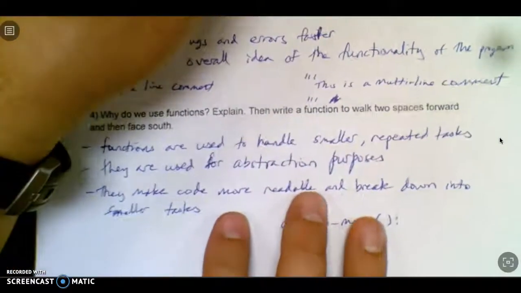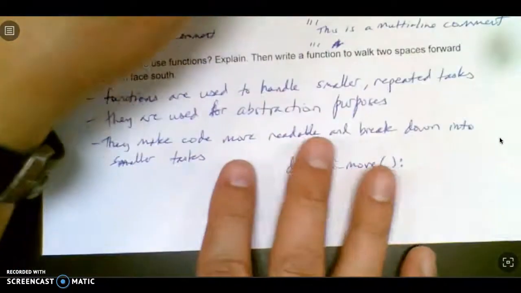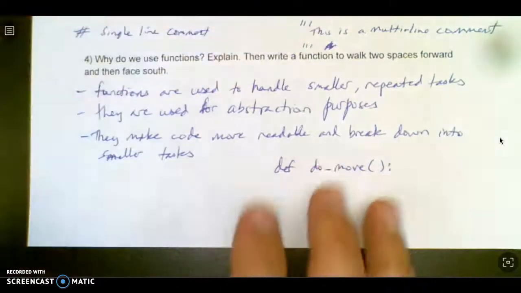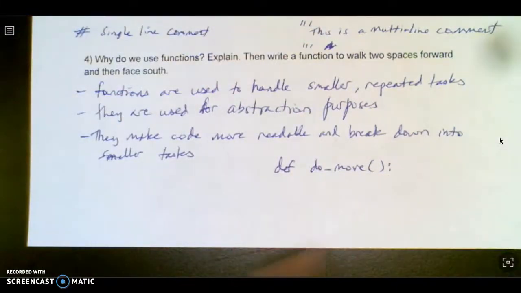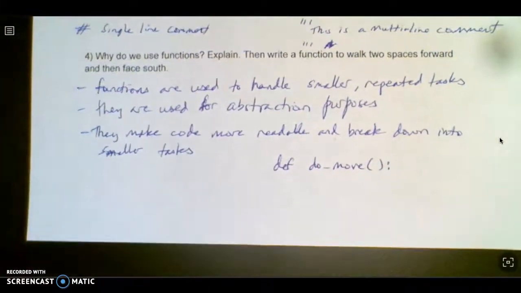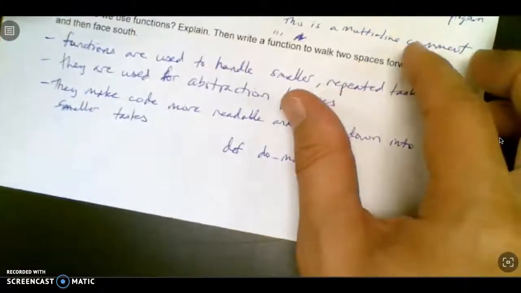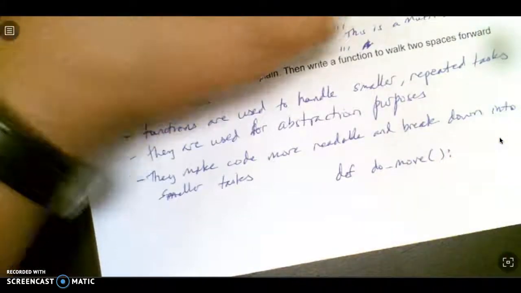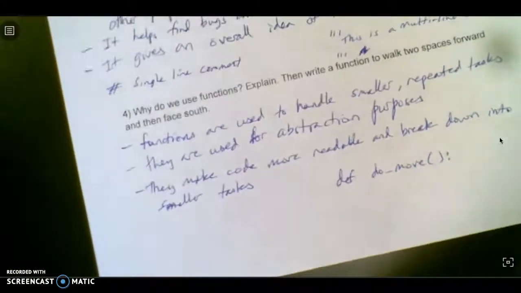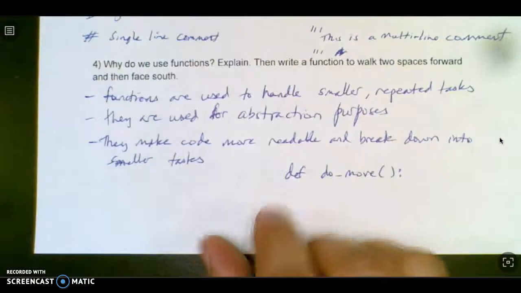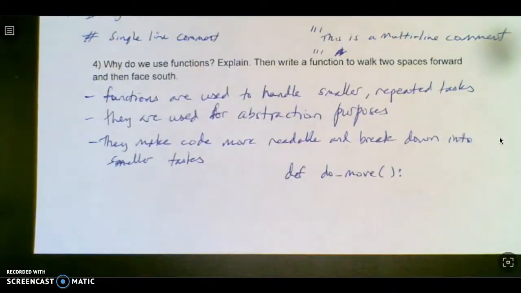And then why do we write functions? Basically, they're used to break things down into smaller tasks. They keep you from having to repeat the same thing over and over again. And they're used for abstraction, so your code doesn't get all bogged down with stuff.